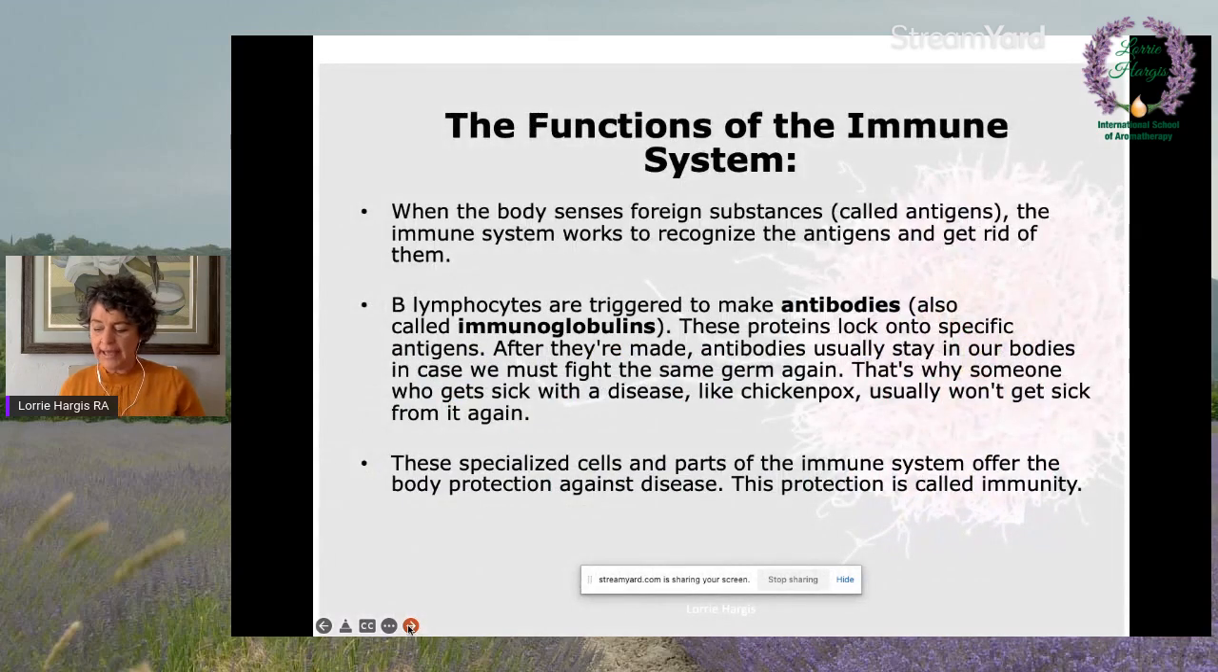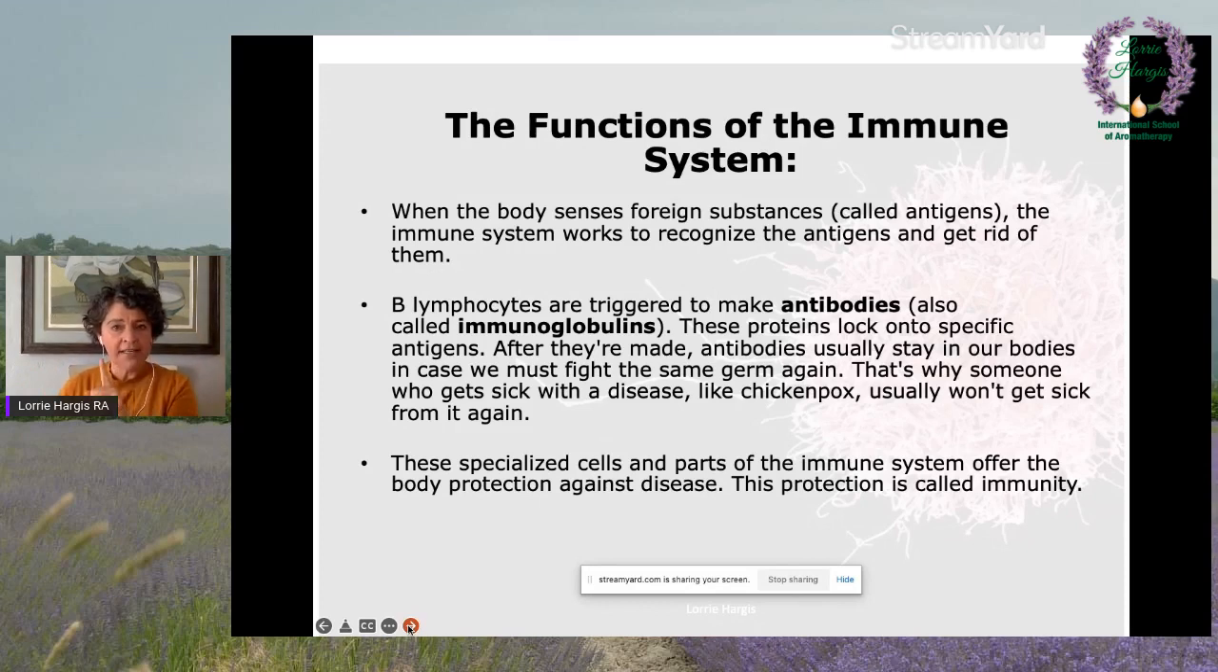So now let's look at our functions of the immune system. When the body senses foreign substances called antigens, the immune system works to recognize the antigen and then get rid of it, right? It sees the antigen and it's like, pow, let's get rid of it.